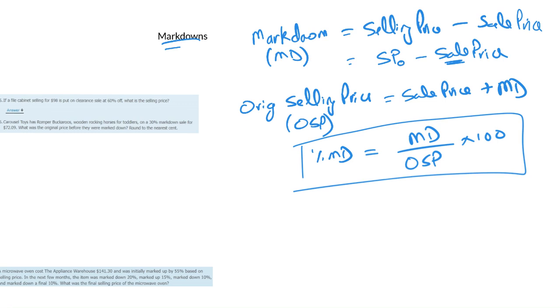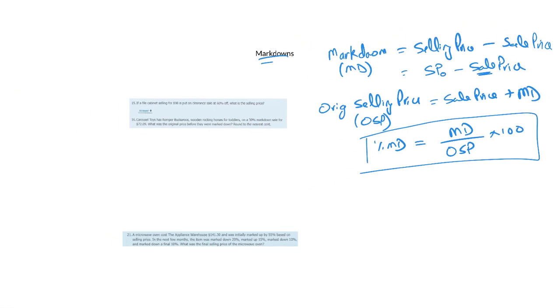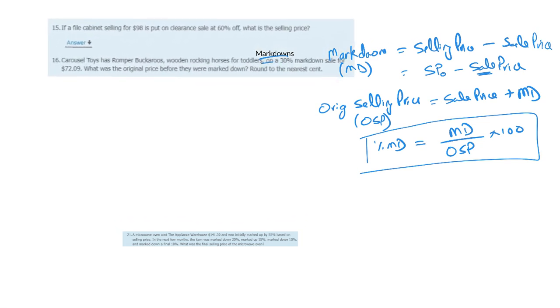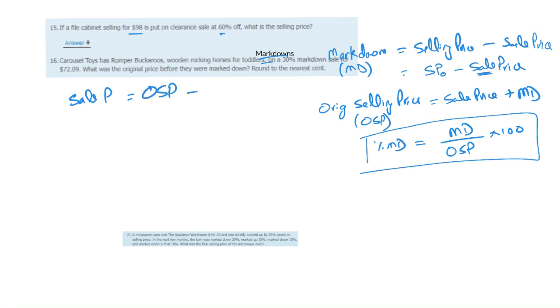So let's just start with an example of how we use this. Suppose we have a file cabinet which was selling for $98, and now there's been a clearance and it's 60% off. So what is the new price? Again, our sale price is our original price minus the percentage markdown times our original sale price. So I can combine this as saying it's my original sale price times 1 minus my percentage markdown. So this is the formula that we will use to get our sale price.